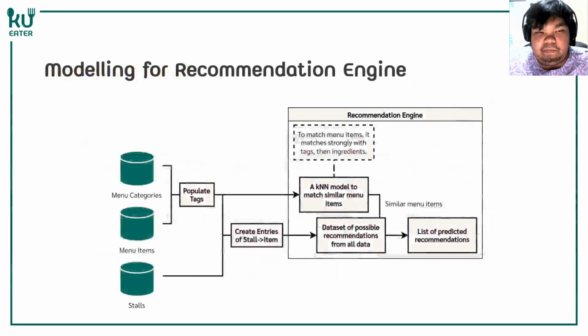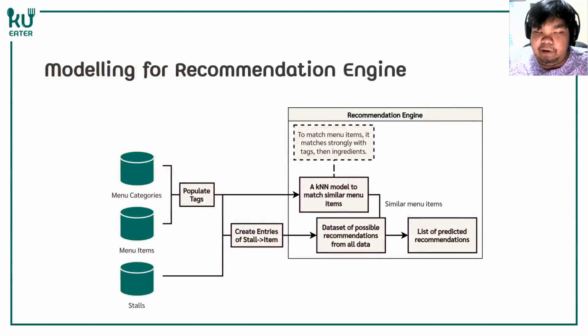So now we get to the point of modeling the recommendation engine. Last time, we got invaluable feedback from the committee, and we decided to take a step back and try to refine and redefine how the recommendation engine should be. So first of all, we scrapped the idea of using the gated recurrent unit, the RNN technique, because that requires a lot of data. But for KU Eater, we don't think that's sufficient.